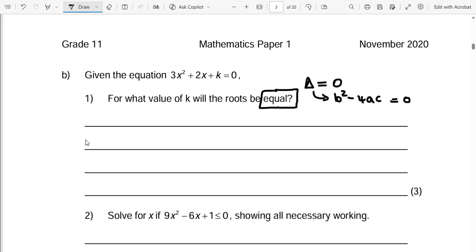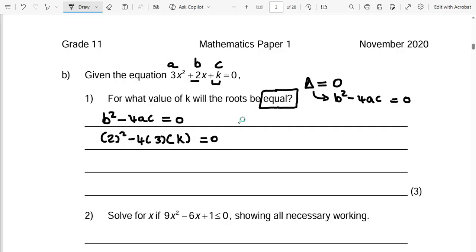Okay, so we say b squared minus 4ac, and we equate that to 0. What is the value of a? What is b? So this is a, this is b, and this is c. Please make sure that you take the c with the sign, also the b with the sign. So what is b? That will be positive 2 squared minus 4 into the value of a, that's 3. And then the value of c, that's positive k. Equate everything to 0 and solve for k.